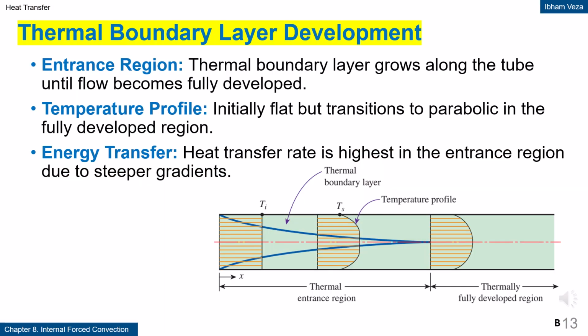Thermal boundary layer development. The thermal boundary layer starts to develop when there is a temperature difference between the wall and the fluid. Near the inlet, the temperature profile is still relatively uniform across the cross-section. As the distance increases, temperature gradients form and become more pronounced. In the fully developed region, the shape of the temperature profile no longer changes along the flow direction. Heat transfer is most intense in the entrance region because of the large temperature gradients.